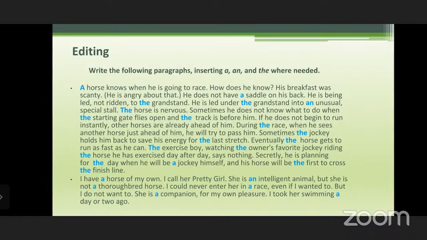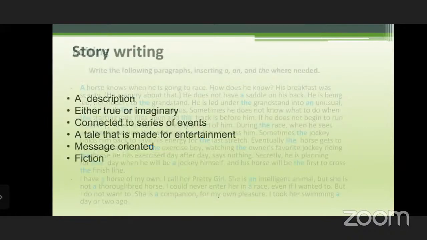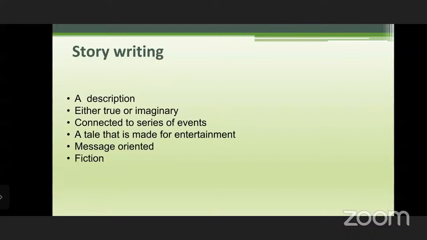So you have to use the indefinite article an. But she is not a thoroughbred horse. I could never enter her in a race, even if I wanted to. But I do not want to. She is a companion for my own pleasure. I took her swimming a day or two ago. So which article? The indefinite article a. So that's all for articles.